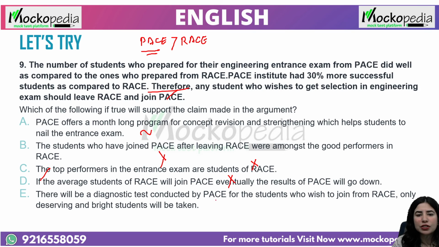There will be a diagnostic test conducted by PACE for the students who wish to join from RACE. Again, switching the institutes is not very relevant. So the only choice that helps us strengthen the argument is A, where we say that the students of PACE are going to perform better in the engineering aptitude as compared to the students of RACE, and the reason is offered. So we can keep A as the correct answer, right?